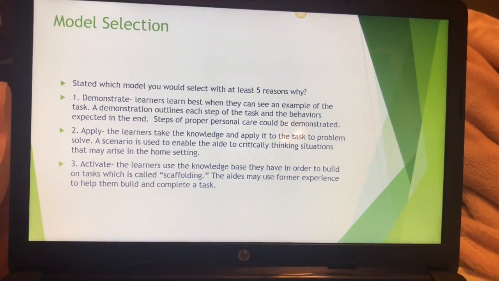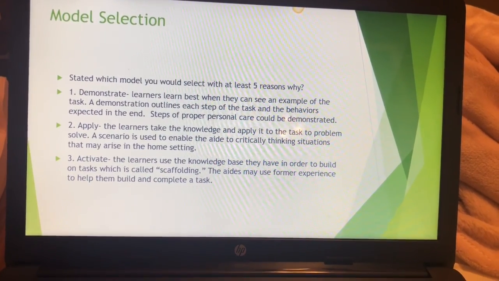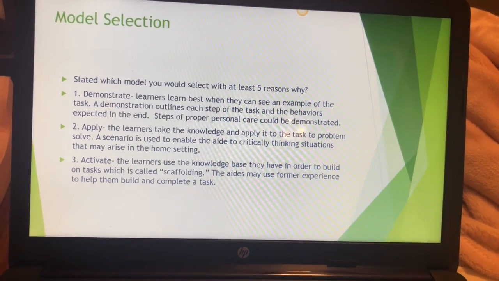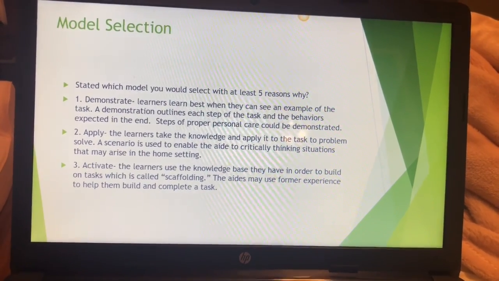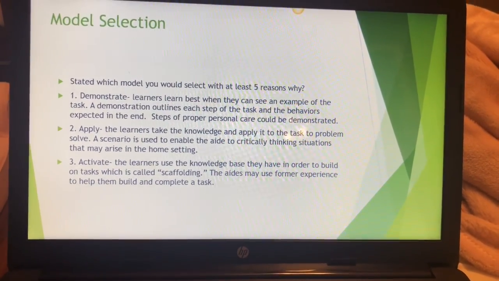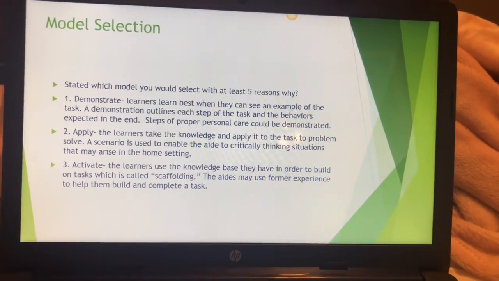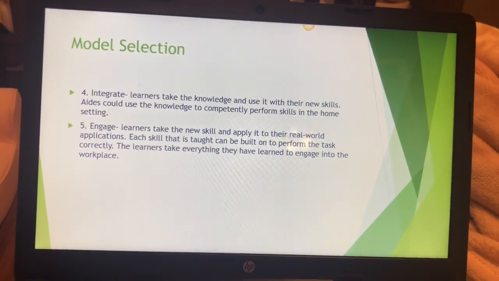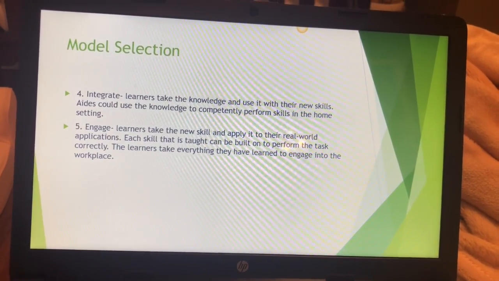Five reasons why I liked it. The first was demonstrate: they get to actually demonstrate the steps. The second one was apply: they're going to apply their knowledge to solve the task. The third one was activate. Remember, they're going to build on the concept as they go through, building on their knowledge base. The fourth one was integrate. They're going to take that information.